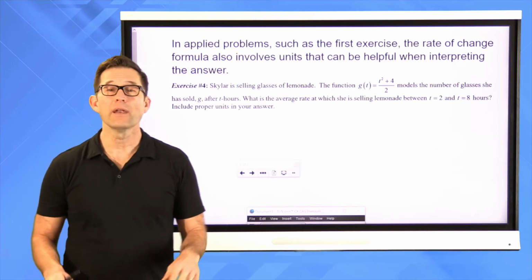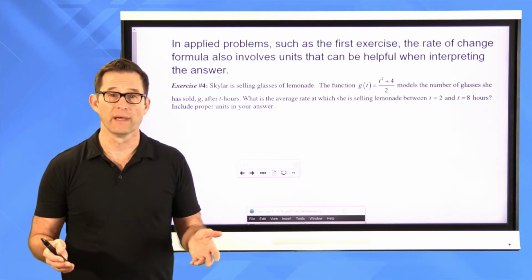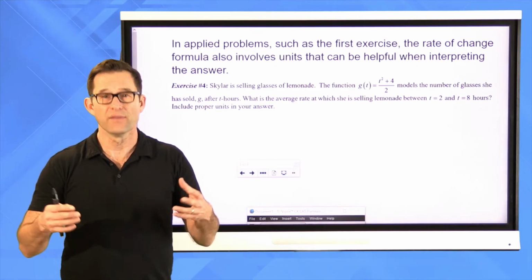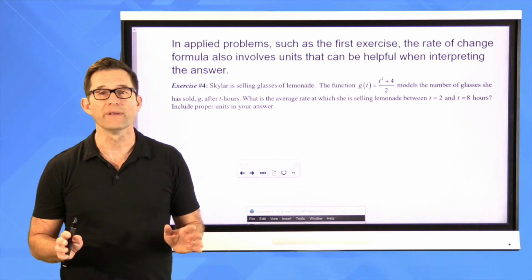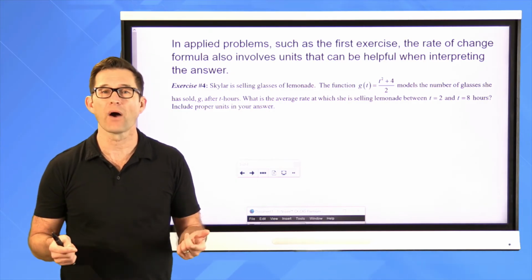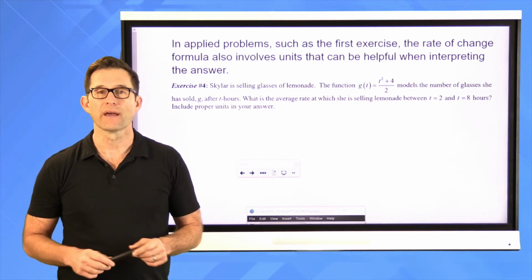All right, now in applied problems, which is where I really like to do average rate of change, and the first example was like that, the rate of change formula also involves units that can be helpful when you want to think about your answer. So let's take a look at exercise number 4.